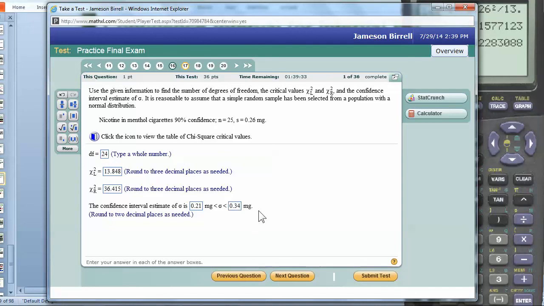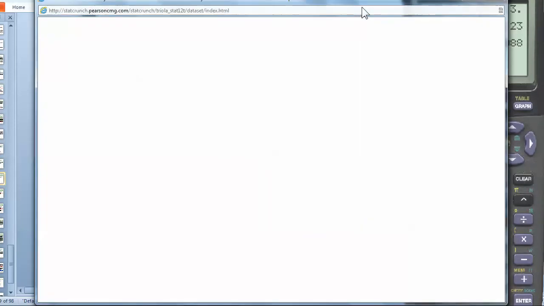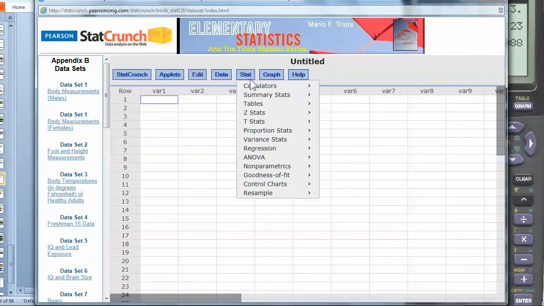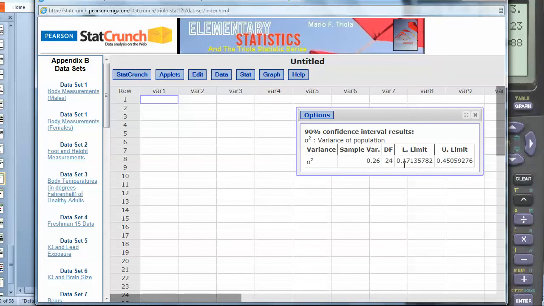All right, so there should be a way to do this in StatCrunch. There is a way. We're trying to create a confidence interval about the variance with one sample with summary data. So the sample variance we had was 0.26, the sample size was 25, the confidence level was 90. It will know to use the chi-square distribution. Hit compute, and it gets us these numbers, and then we would be taking the square root of each of those. Let's see if those agree.